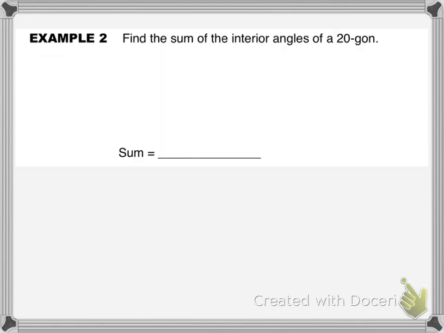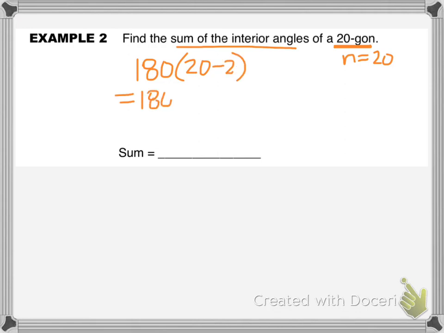Let's try another one. Find the sum of the interior angles of a 20-gon. A 20-gon means that it has 20 sides. So we use the same formula. 180 times n minus 2, n is 20, so 20 minus 2 is 18. So 180 times 18 is 3,240 degrees. So as I keep adding sides, this number just keeps getting bigger and bigger.